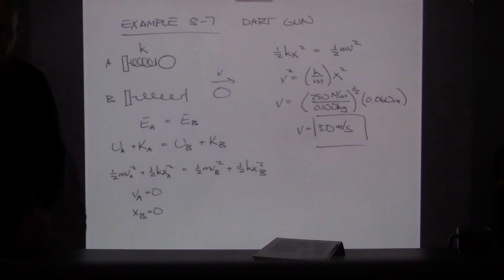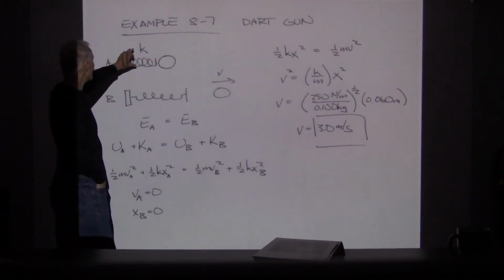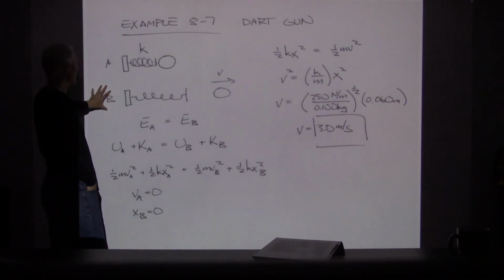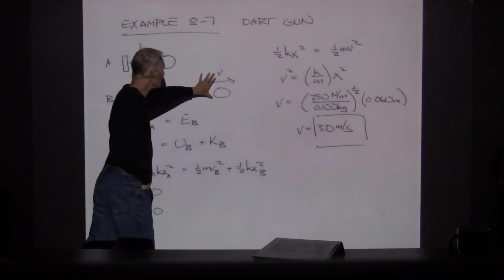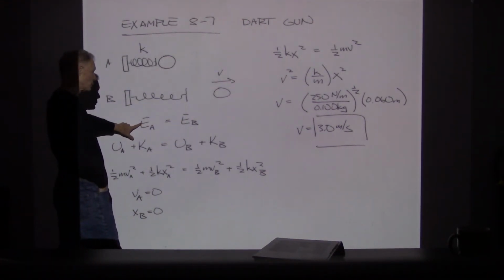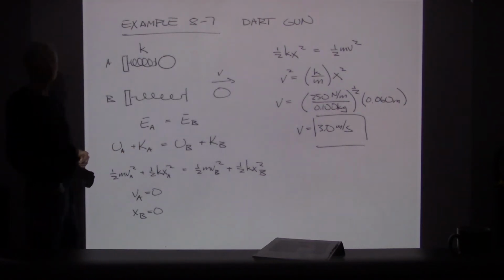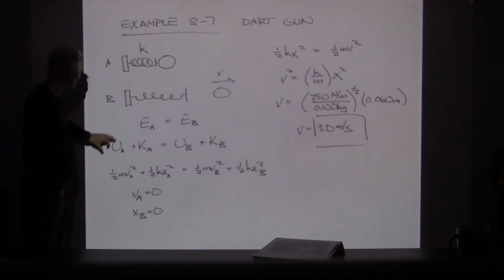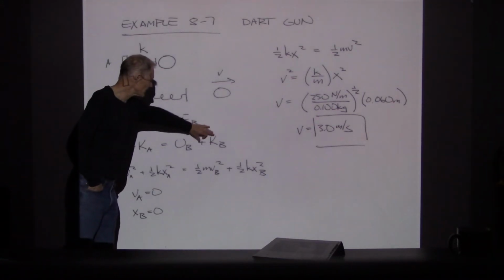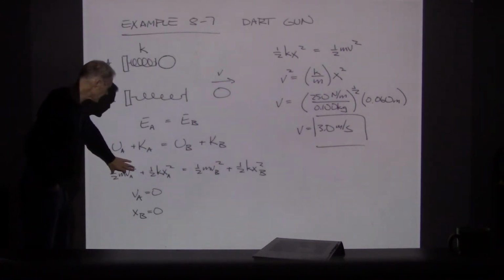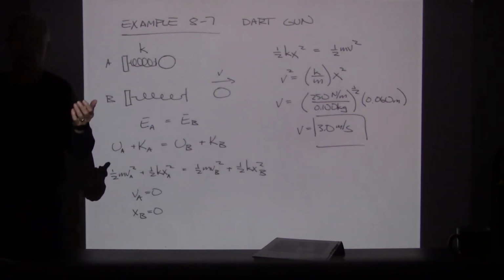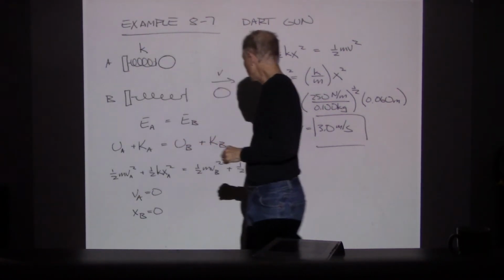So let's see how this works. Here is the energy stored in the spring at time A, and here is time B, and now all the energy is kinetic. So we'll say the total mechanical energy at point A matches the total mechanical energy at point B. That says we can do potential plus kinetic at A equals potential plus kinetic at B.